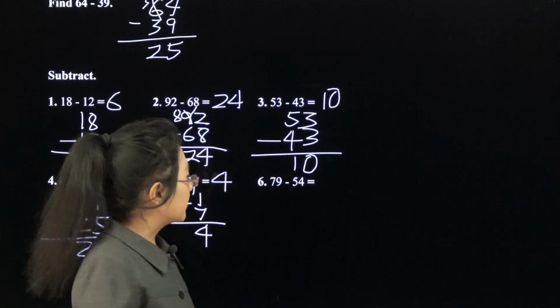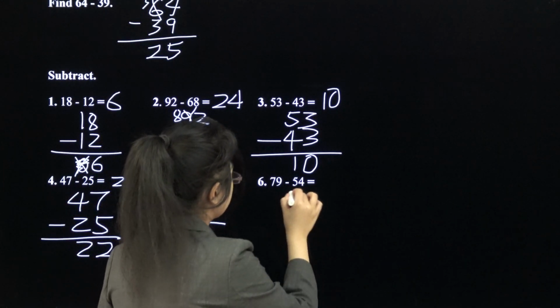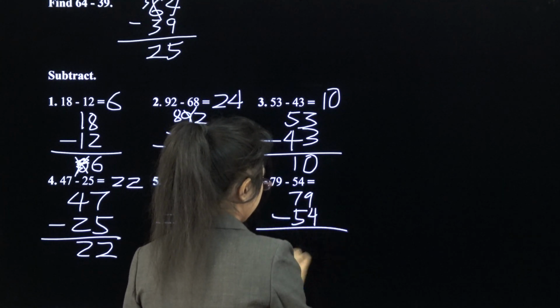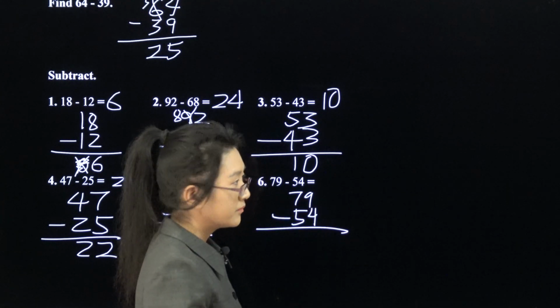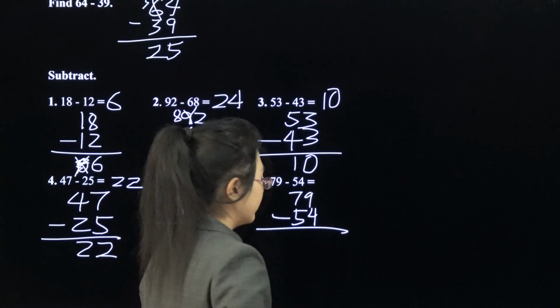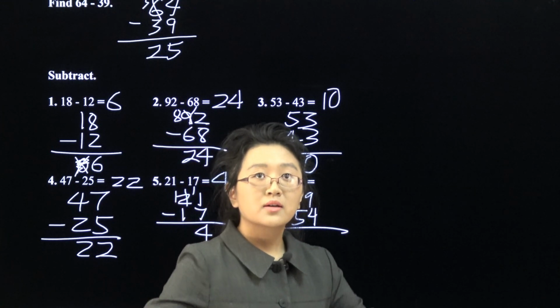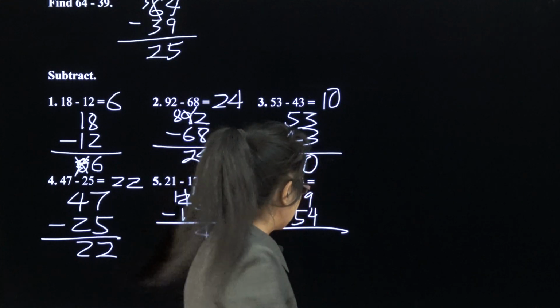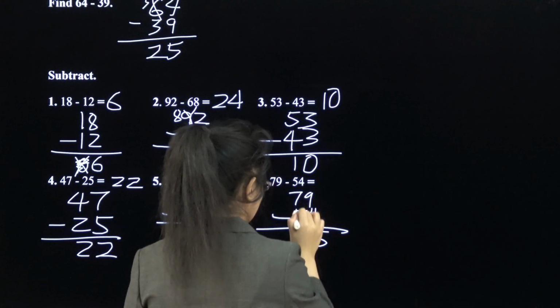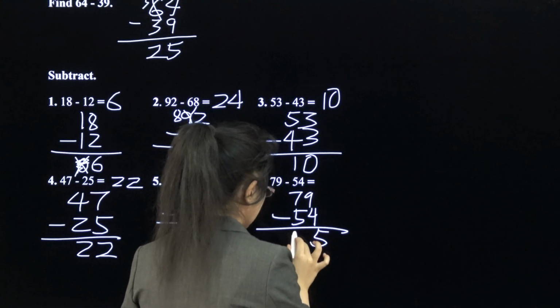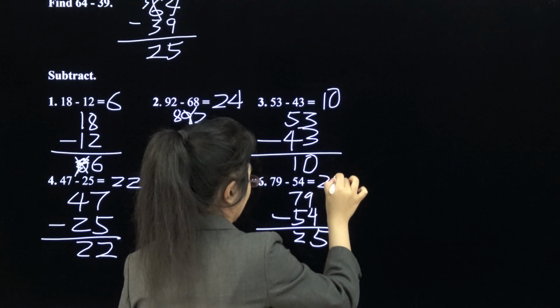79 minus 54 is, well, 9 minus 4. 9 is bigger than 4. We know this is going to work. We don't need to regroup. So that's 5. And 7 minus 5 is 2. 25.